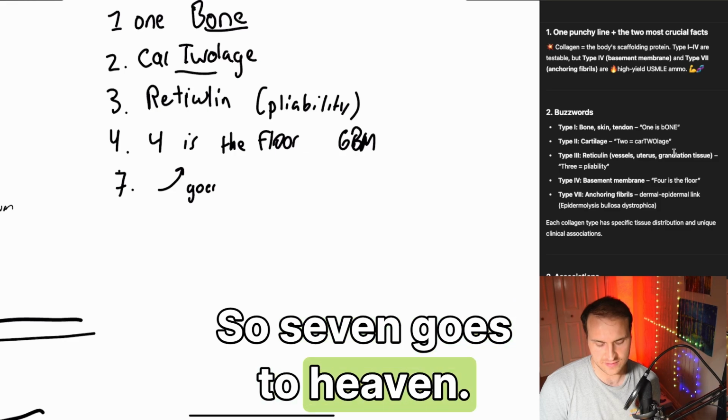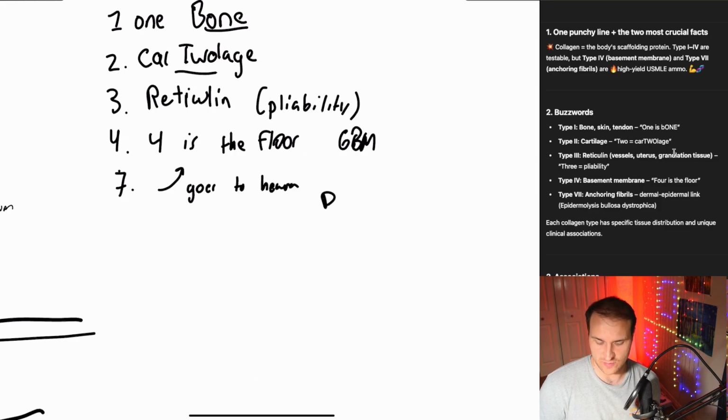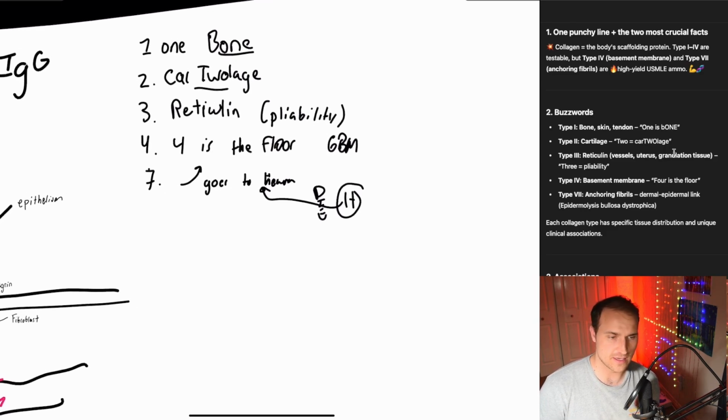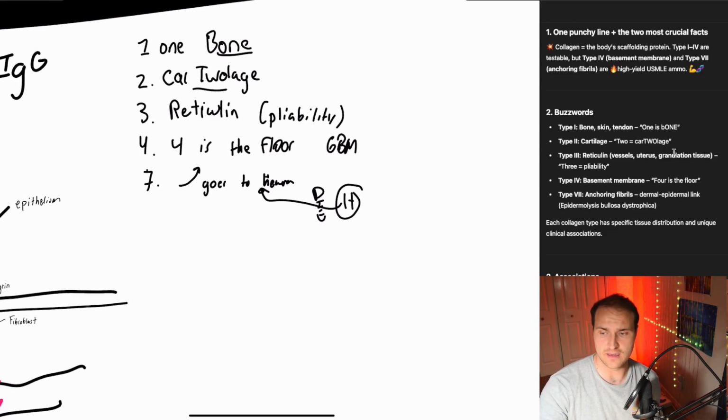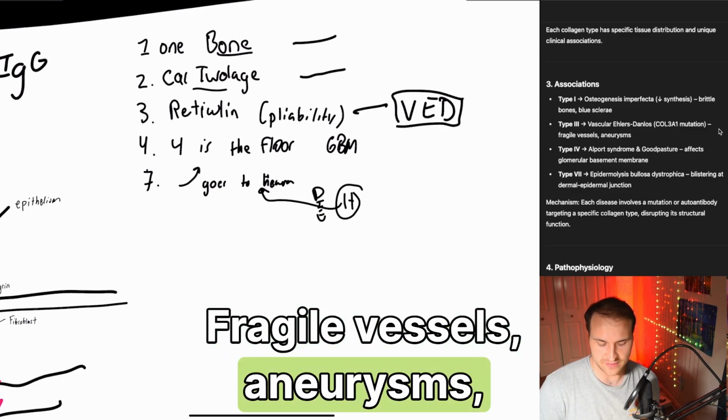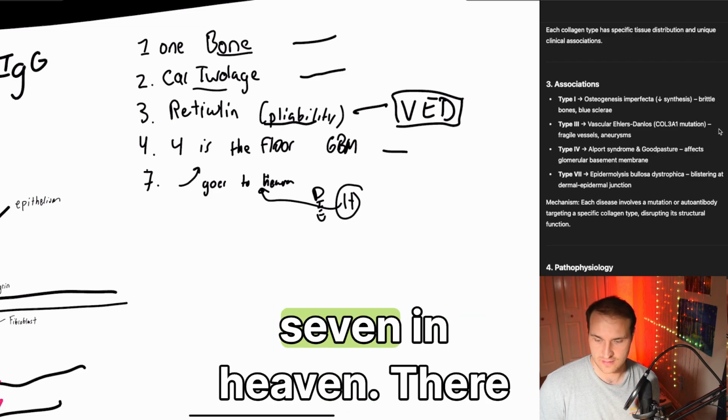So 7 goes to heaven. There we have the dermal-epidermal linking, and that's the hemidesmosomes, so you go to heaven. H for heaven. I also have a PEG mnemonic system that I'll teach you in another YouTube video that helps you crush your CDs, but it's coming soon. Associations: 1, osteogenesis imperfecta. Type 3, another way you can think of this, 3 words: vascular Ehlers-Danlos, boom, boom, boom. Fragile vessels, aneurysms, pliability. 4 on the floor, 7 in heaven.